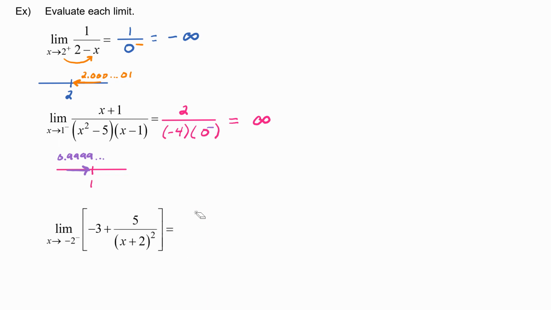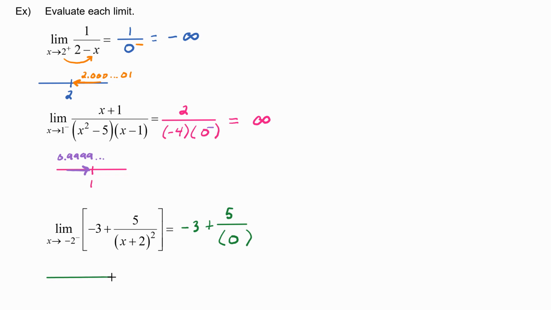Next up, we have the limit as x approaches -2 from the left of the quantity -3 plus 5 over the quantity x plus 2 squared. So we can substitute directly, and we will have -3 plus 5 over. Now, if we put a -2 into this quantity, we are going to get a 0, but we will need to decide if we're going to get 0 plus or 0 minus.